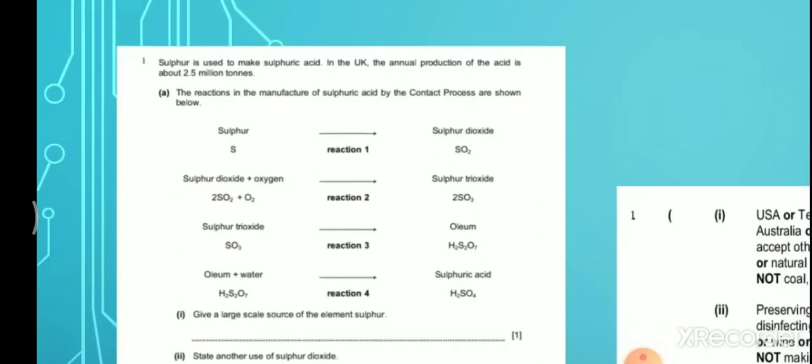So the first question you can see here. Sulfur is used to make sulfuric acid. In the UK the annual production of acid is about 2.5 million tons. The reactions in the manufacture of sulfuric acid by the contact process are shown below. Sulfur gives sulfur dioxide, plus oxygen gives sulfur trioxide, gives oleum, plus water gives sulfuric acid. So this is the question here.